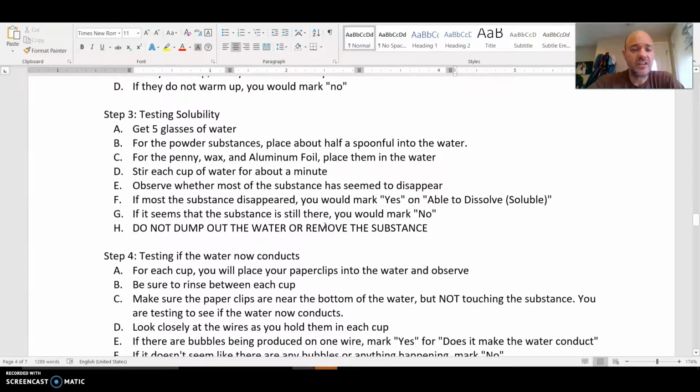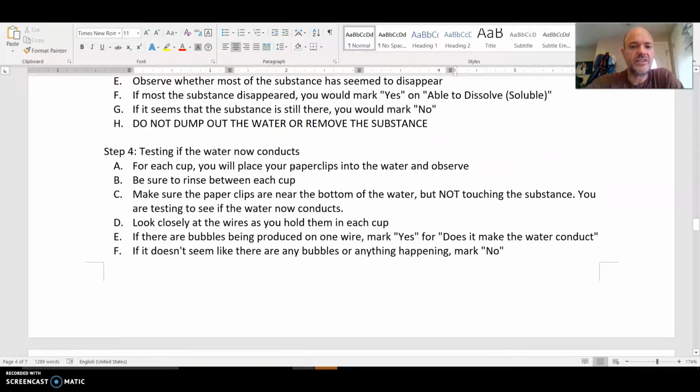So then you're going to get glasses of water. You're going to put a little bit into the water, put all the stuff into the water, see if it dissolves. Does it incorporate into the water? Does it kind of disappear? All right. And then you're going to test to see if the water now conducts. So you're going to take your paper clips that are attached to the battery and put them in.